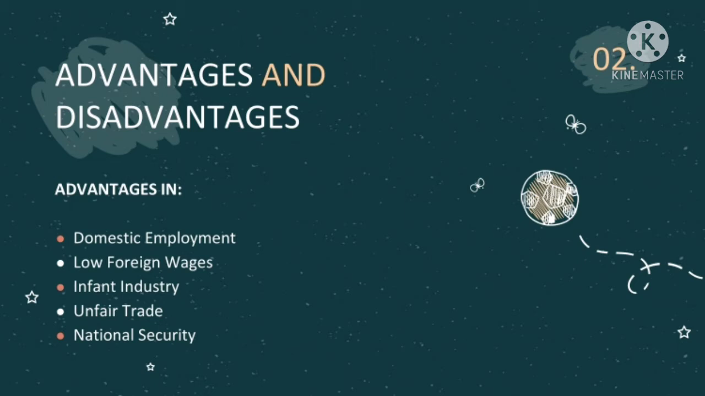Number 4, unfair trade. Foreign imports might be sold at lower prices in the domestic economy because foreign producers engage in unfair trade practices, such as dumping: selling imports at prices below production cost. Export subsidies once again seek to level the competitive playing field.